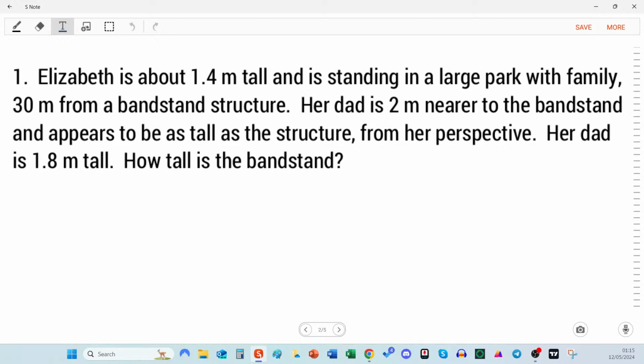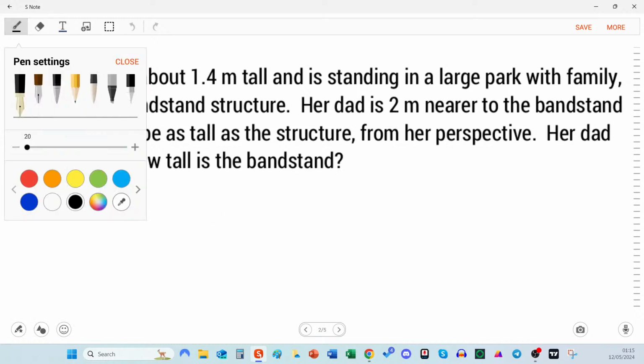Elizabeth is about 1.4 meters tall and is standing in a large park with family. So I haven't actually done these questions, I designed them and I think they'll work, but this is reminding me that I haven't had a look at these ones beforehand. It's been a busy week, so this will be fun.